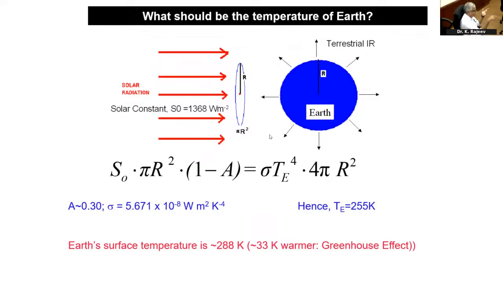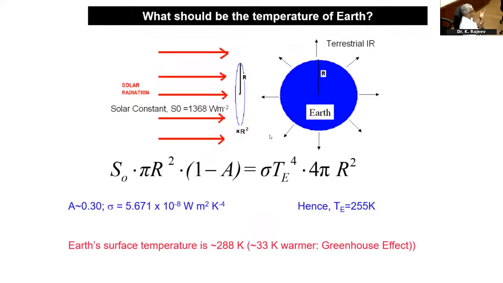So 1 minus A, where A is the albedo. That is the amount of radiation that the Earth atmosphere system is taking, not the surface. The Earth atmosphere system is absorbing solar constant into pi r square into 1 minus A. This much is absorbed by the Earth atmosphere system. I repeat, the Earth atmosphere system, not the solid Earth.